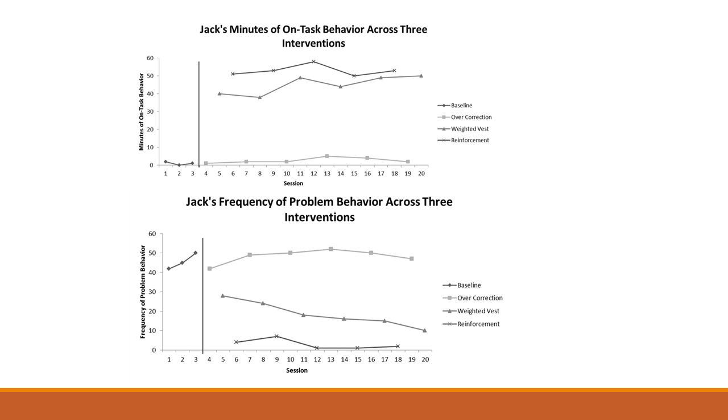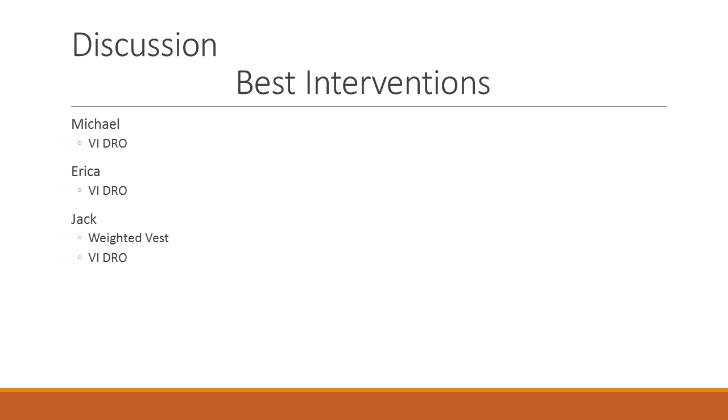As you can see from the figure, reinforcement had the largest therapeutic effect, followed closely by the weighted vest, but the overcorrection intervention had no effect on Jack's behaviors as the numbers were just a continuation of baseline results. The results show the best intervention for Michael, Erica, and Jack was the VI-DRO reinforcement schedule.